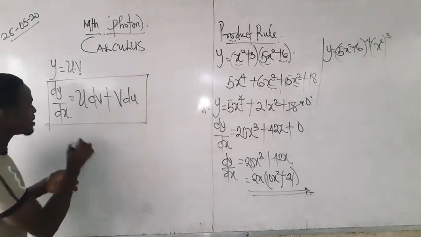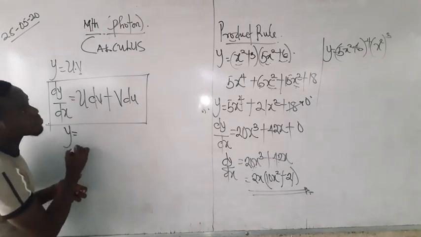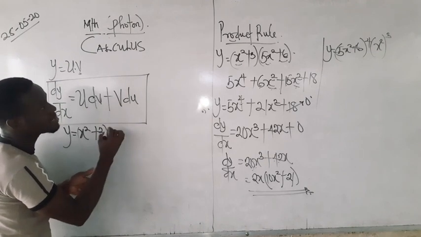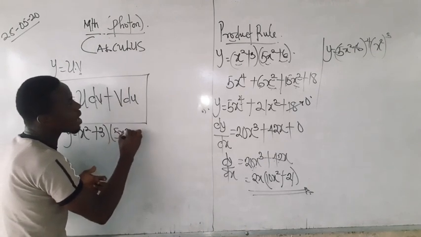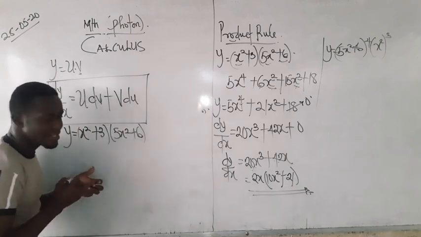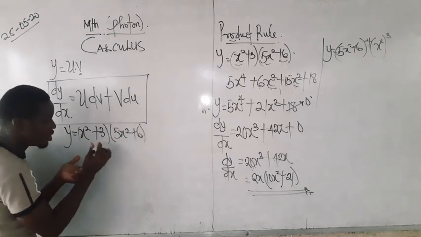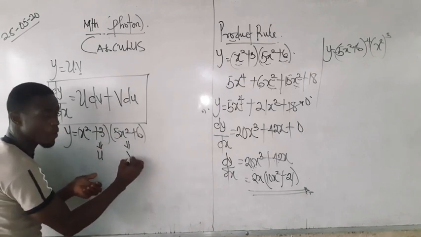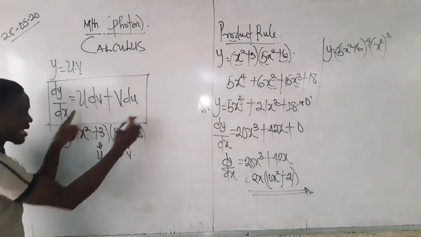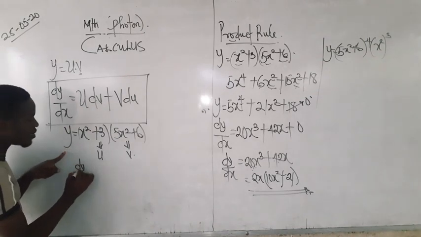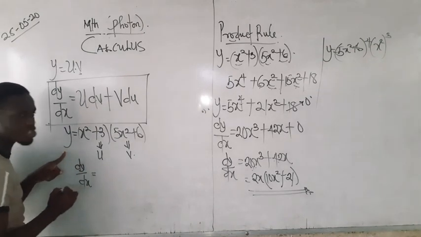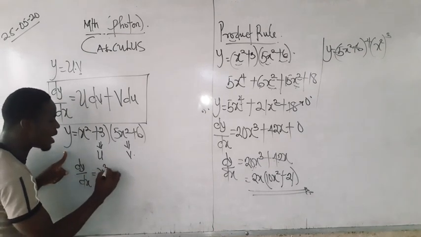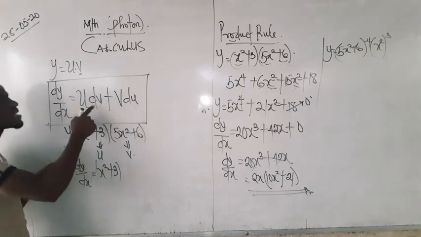Now let's take this question and see if we get this answer applying the product rule. What did the question say initially? y equals x squared plus 3 on one hand, 5x squared plus 6 on the other hand. These are the two things multiplying each other, so this is my u, and this is my v. Now applying this formula, dy over dx equals u, which is x squared plus 3, times dv.